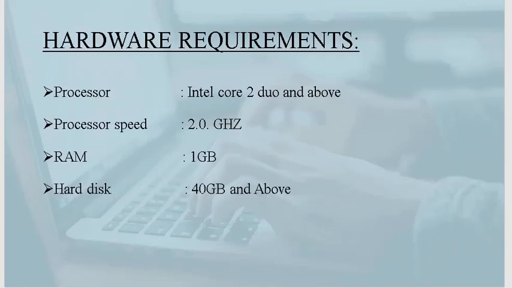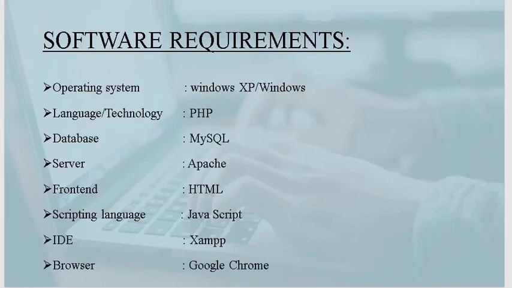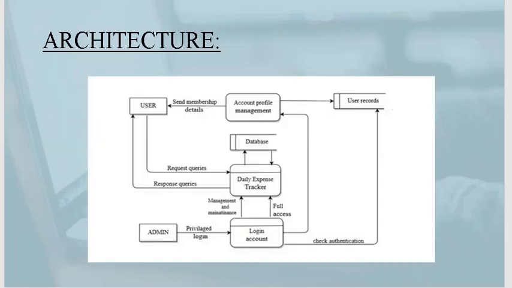The hardware requirements are: the processor should be Intel Core 2 Duo and above, the processor speed should be 2.0 GHz, the RAM should be 1 GB, and the hard disk should be 40 GB and above. And these are all the software requirements the application should have. This is the architecture of the Daily Expense Tracker System, and in this way the communication will be done between the user and the Daily Expense Tracker System.